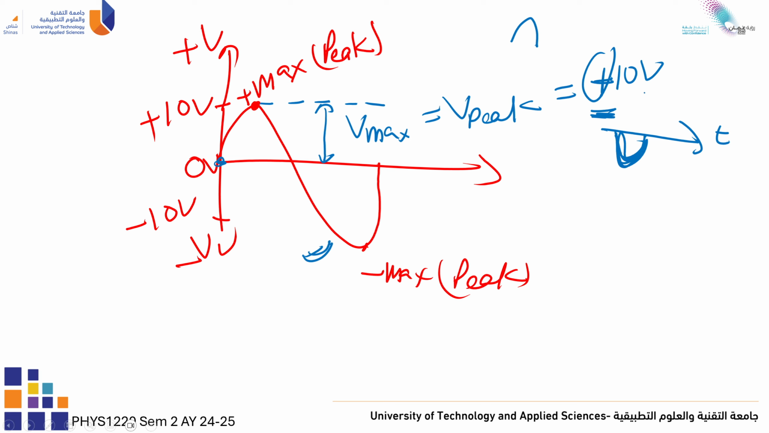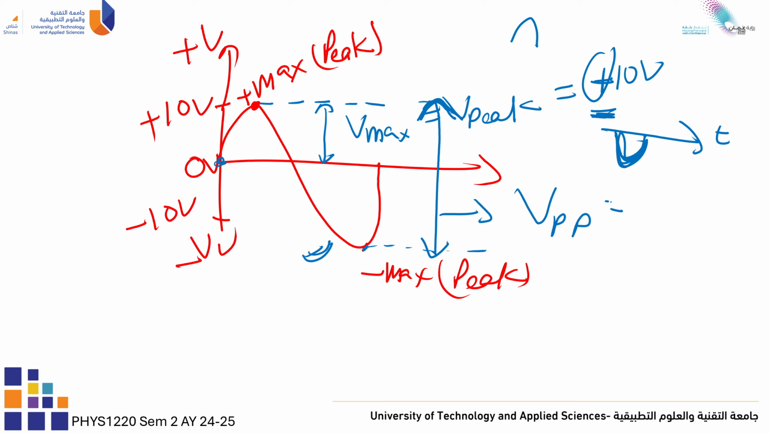Otherwise, it is not a mathematical plus or minus like that. So this is the peak voltage, and from one maxima to the other maxima, see my arrow here, from this arrow to this arrow, from here to here, this is known as peak to peak. We write it like this: peak to peak.